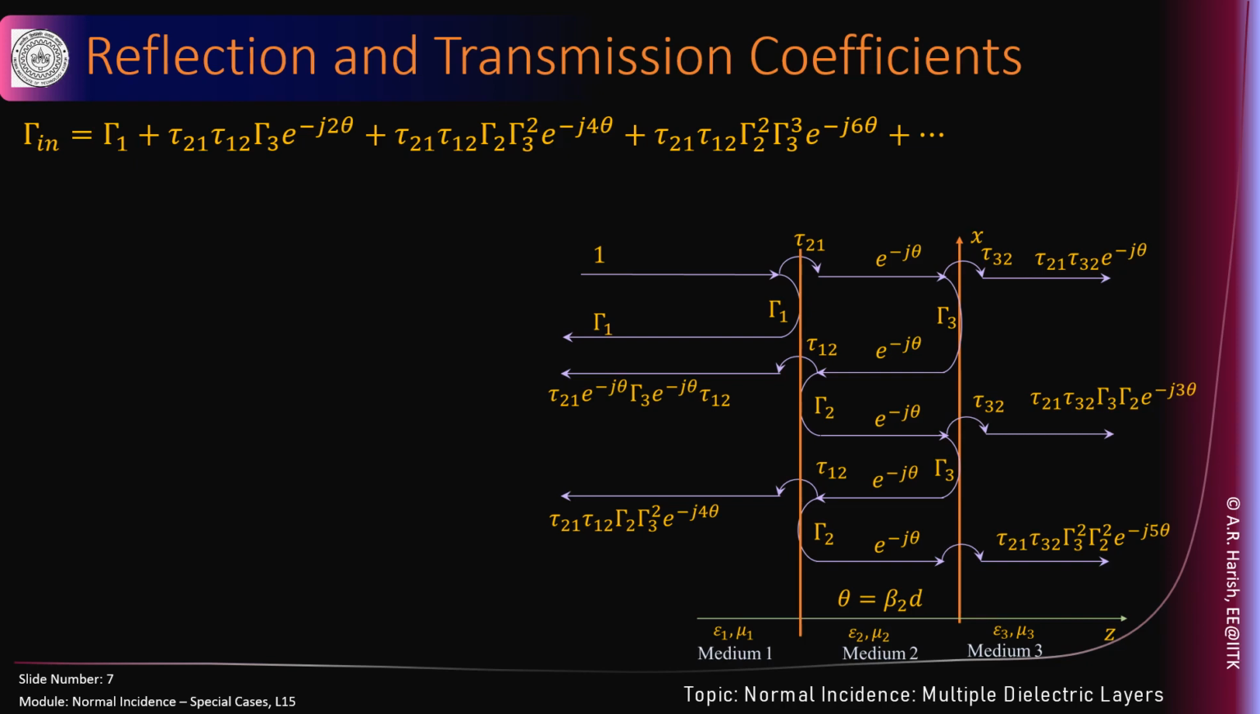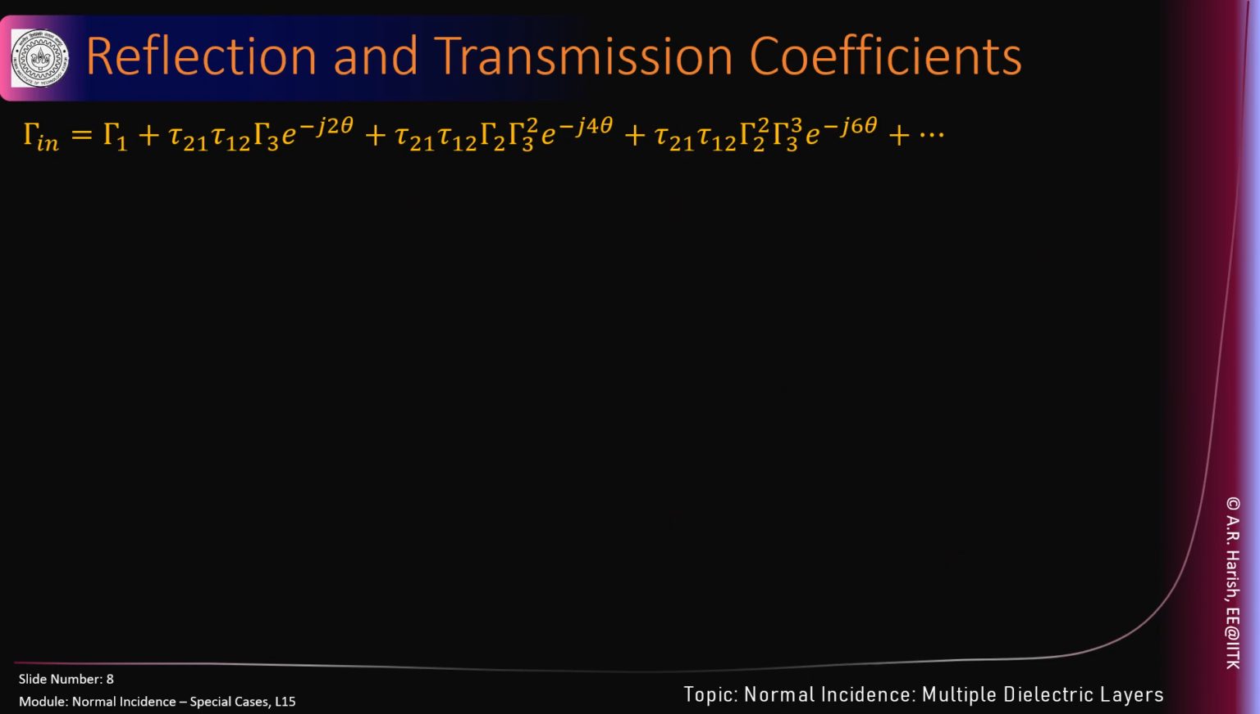Can you guess the fourth term here? Every time it is getting multiplied by a factor. What is that factor? Gamma 2, gamma 3 multiplied by e to the power of minus j2 theta. So you can straight away write many more such terms. Similarly, convince yourself tau out is given by that long equation given on the screen. Yep, good. With this, there's an infinite series, and hopefully you should be able to simplify it.